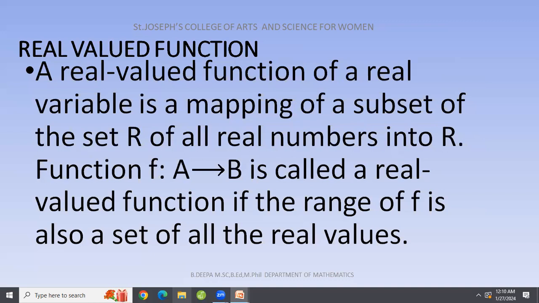A real valued function of a real variable is a mapping of a subset of the set R of all real numbers into R. A function from A to B is called a real valued function if the range of f is also a set of real values.